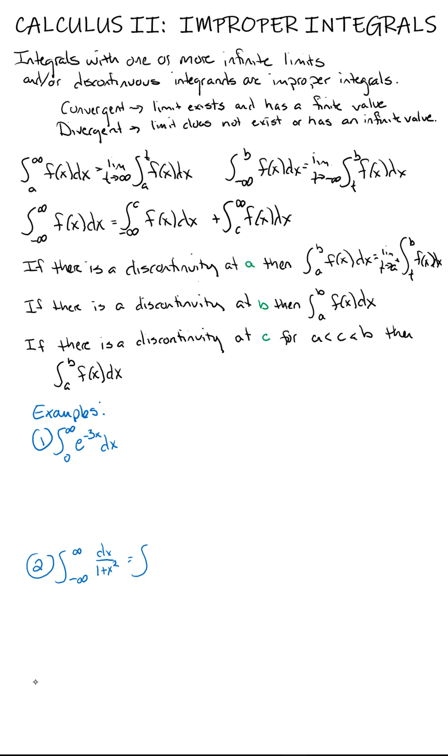If we have a discontinuity at b, and notice we're going to integrate again from a to b, again, in a similar technique, we'll take the limit as t approaches b, where our discontinuity is, from the left-hand side. And then we'll integrate from a to t.